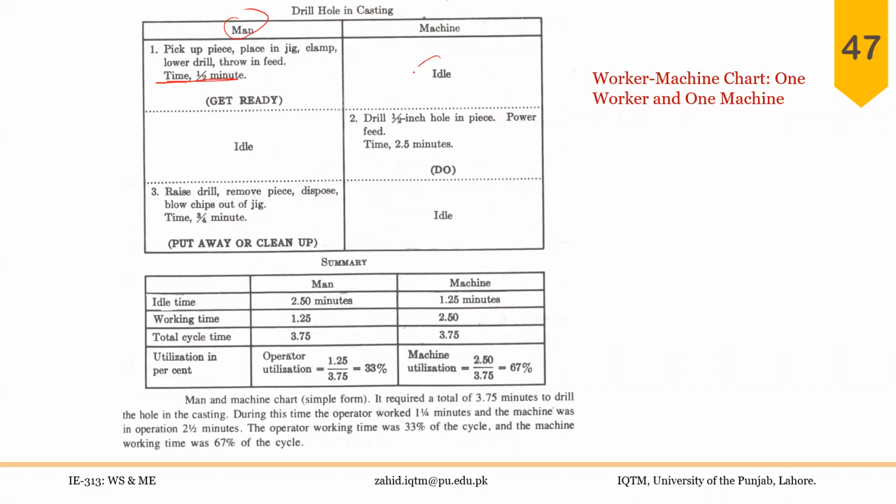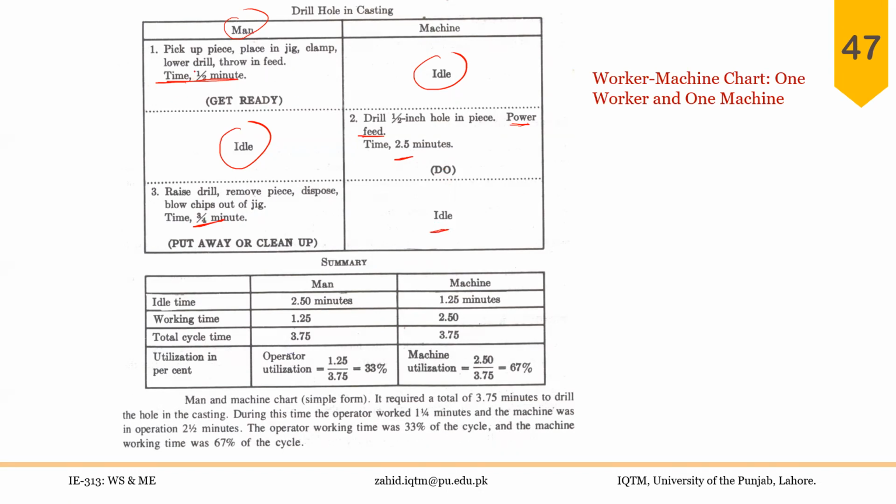the machine is idle. Then once machine is ready, the worker is idle and we drill half-inch hole in piece using power feed. So worker is not doing anything because the hole is drilled using automatic feed. And this operation takes 2.5 minutes. And then the worker performs certain activities. He raises the drill, removes the workpiece and so on. And it takes 0.75 minutes. So during that, machine is idle.